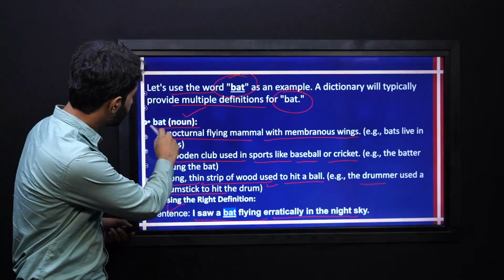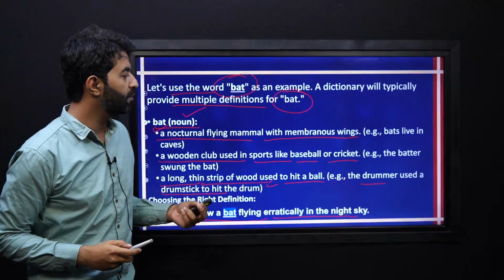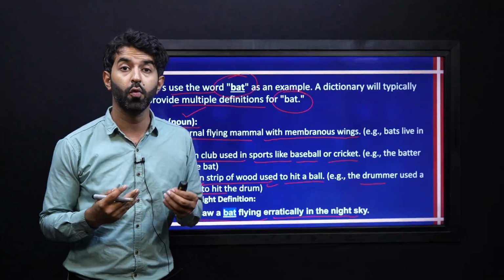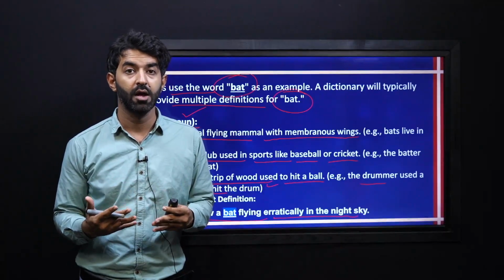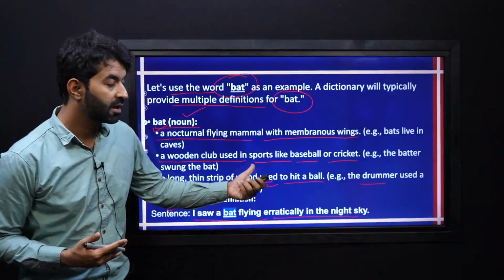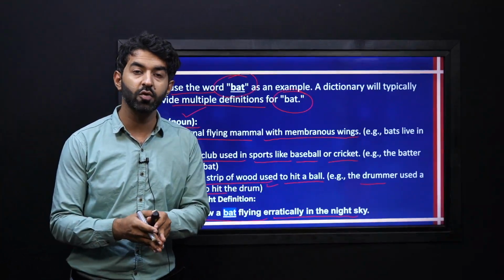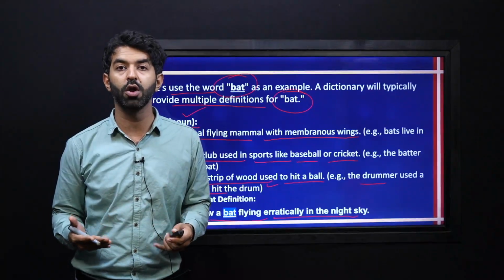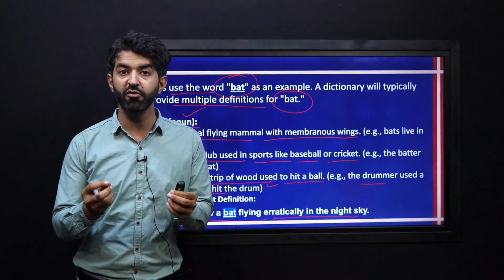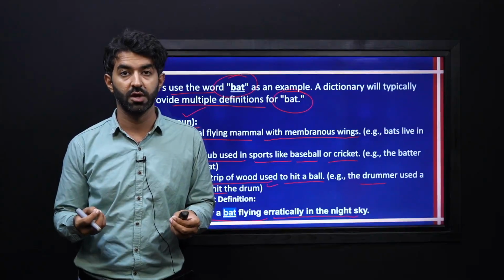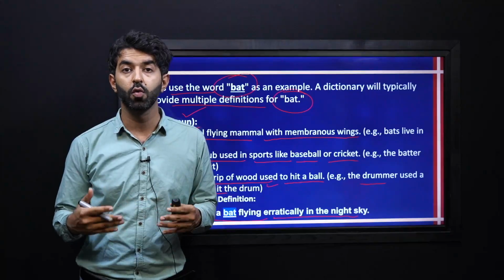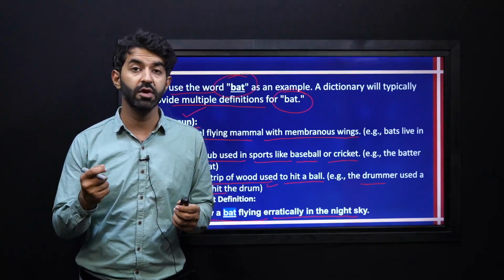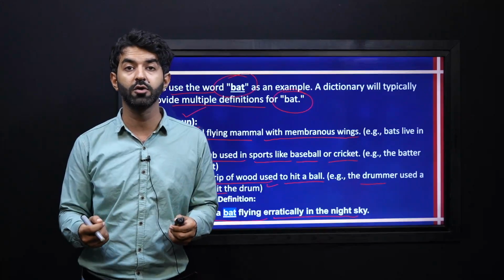Now, the first one, a nocturnal flying mammal with membranous wings. Now, this is our correct definition of the word bat. But if you choose this one, it means that bat with which you play in baseball or cricket. So same word but different definitions. And you can think that there are so many words which have different definitions, so we have to choose the right one according to the context.